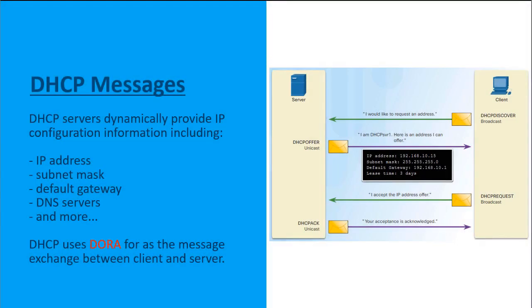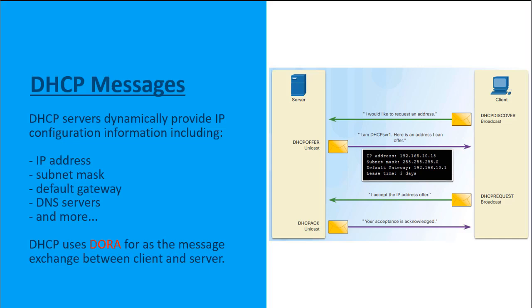DHCP is a powerful tool for easy dynamic addressing across our networks, but it can also be a powerful tool for malicious threat actors that want to have some fun with a network. So, quick recap of DHCP. We have DHCP servers that are going to dynamically provide addressing for us. That addressing includes IP addresses, subnet mask, default gateway, DNS servers, and even more with DHCP options to our clients.